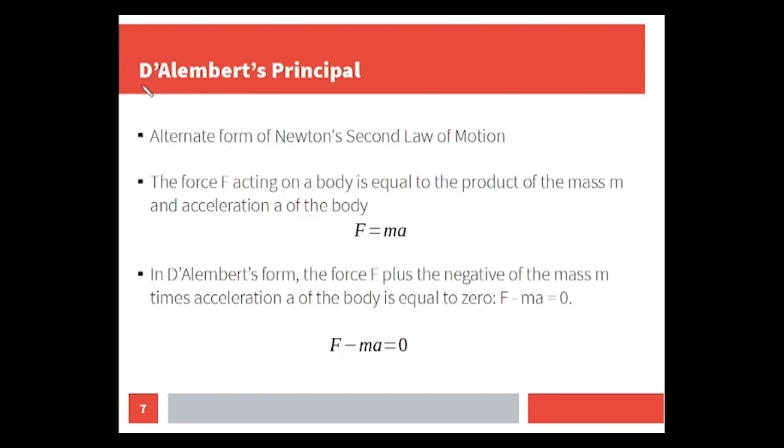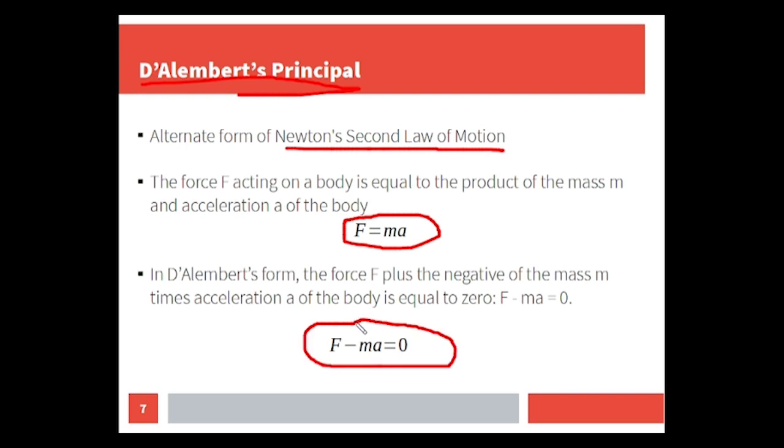So let's move on. Next is the D'Alembert principle. The D'Alembert principle is nothing but an alternative form of Newton's second law of motion. So what is Newton's second law of motion? Newton's second law is nothing but the law of motion: force is equal to mass times acceleration. We can just take this ma to the other side. So in D'Alembert's principle, the force plus the negative of mass times acceleration equals 0, that is F minus ma is equal to 0. So it's an alternative form of Newton's law.